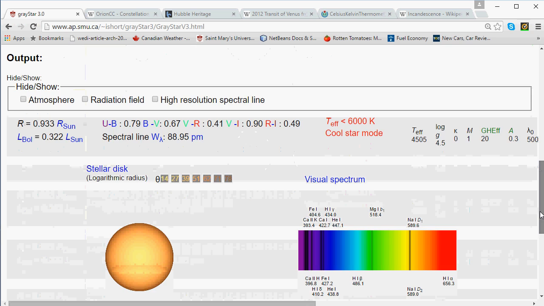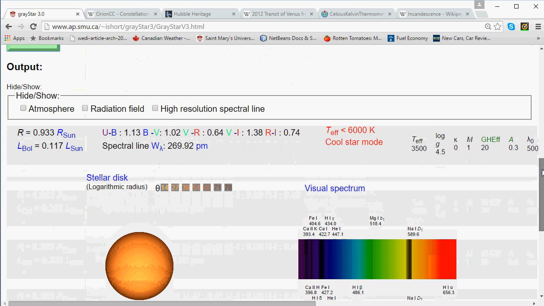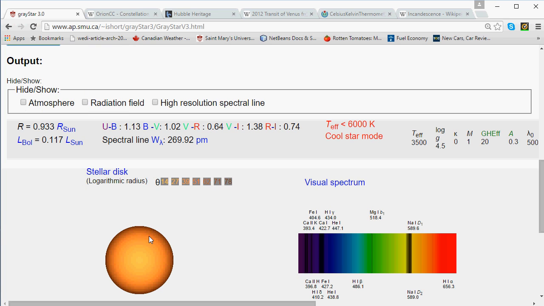So let me go down here again. Once again, keep your eye on the ball down here, and I'll go up and hit the model button. Okay, so you can see that the color changed again. The star is now an even deeper orange, in fact closer to red here towards the edge or the limb. So we are now simulating a star whose color is distinctly red.